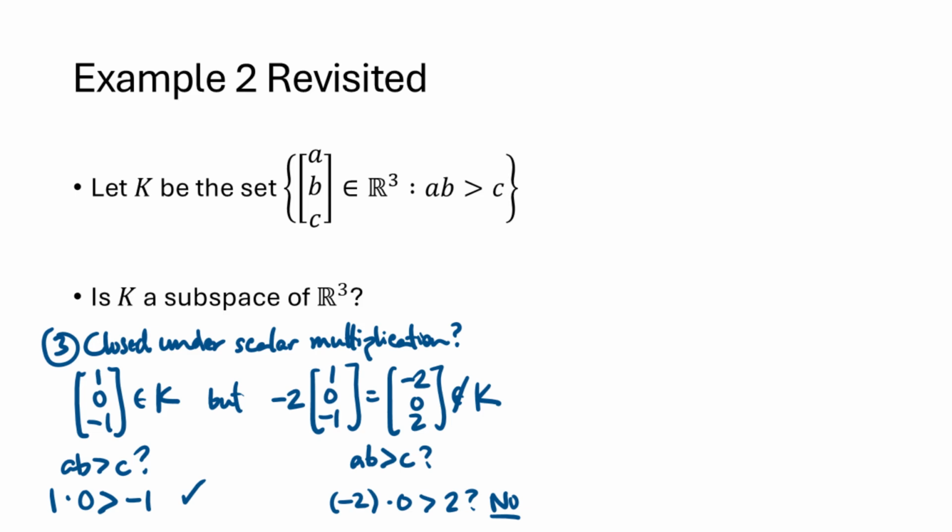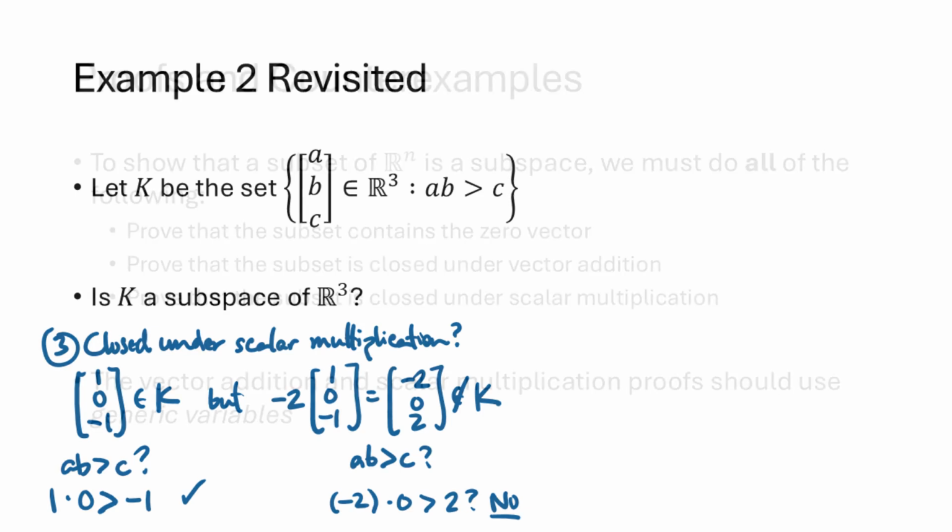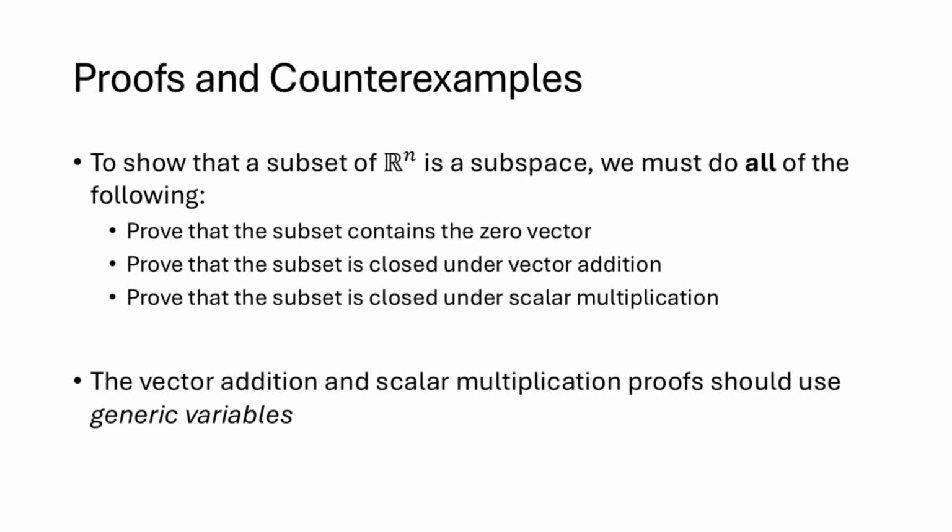But even if it had satisfied 2 out of 3, that still would not have been enough to show that this subset was a subspace. To be a subspace, your subset has to satisfy all 3 of our conditions. So that means that to show that a subset of Rn is a subspace, we have to write a proof that includes all 3 parts.